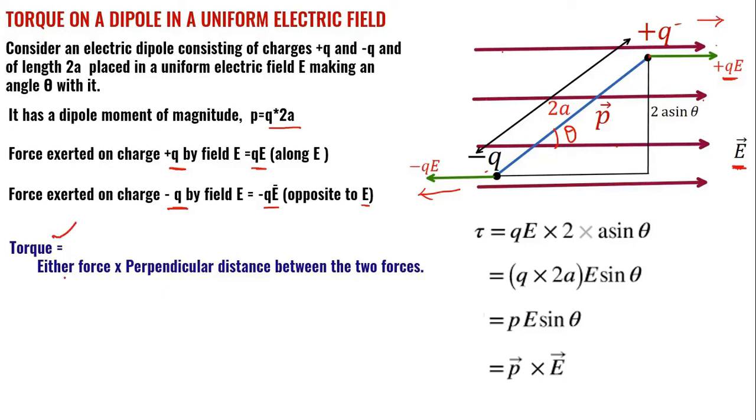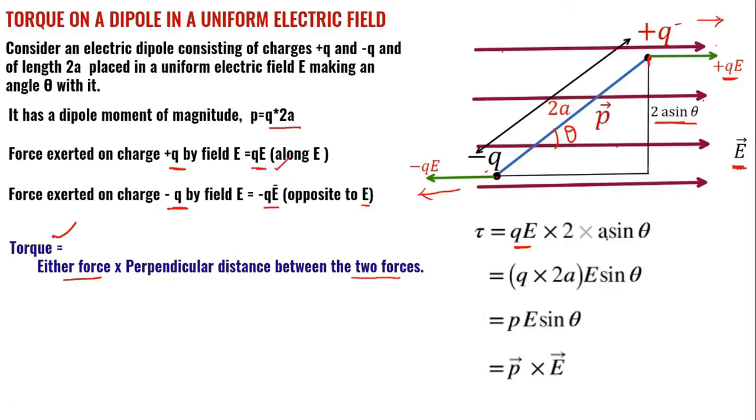Now what is the definition of torque? It is the product of either force and the perpendicular distance between them. If you want to find the perpendicular distance between the positive charge and the negative charge, it is represented by 2a sin theta, where 2a is the separation between the two charges and theta is the angle at which the dipole is inclined with respect to the electric field. So what do we have to put? The magnitude of either force. So this qE, we only have to put the magnitude. This we have taken from this expression.